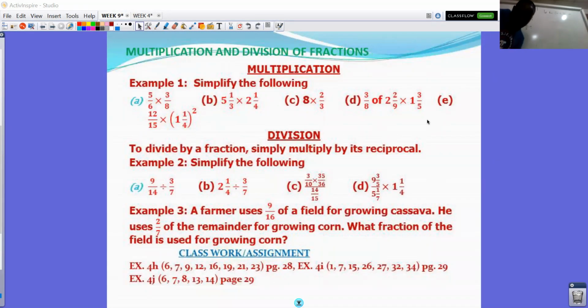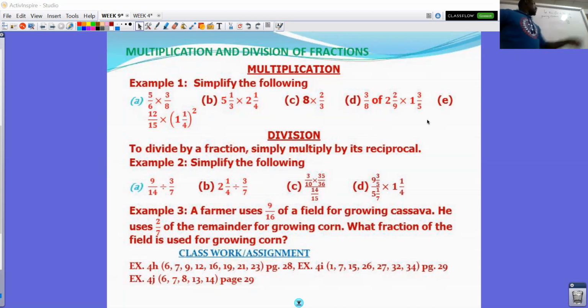Let the field be letter A. Now, if the field is letter A, let's look at the one for growing cassava. Growing cassava uses 9/16, right? So 9/16 times A becomes 9A/16, because this A is A/1. So we have 9 times A, 9A, then 16 times 1 is 16.